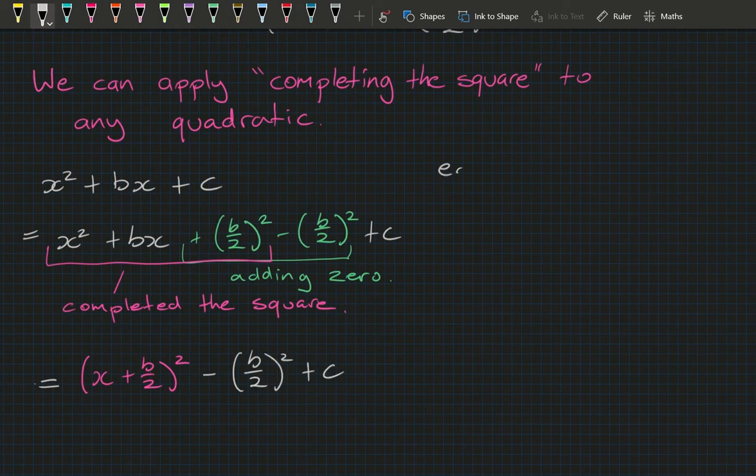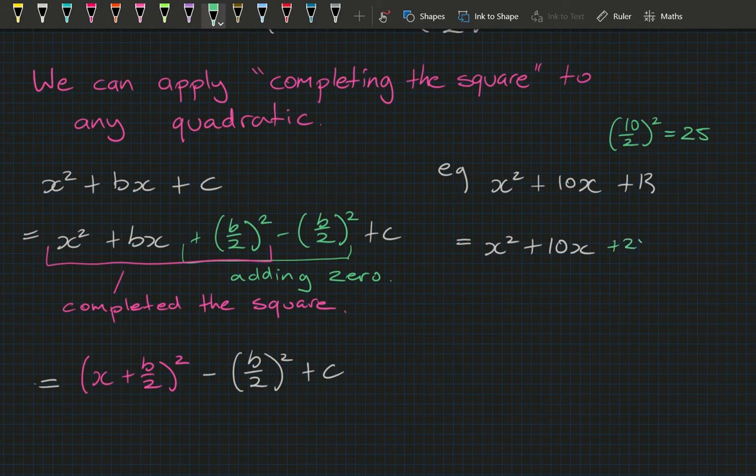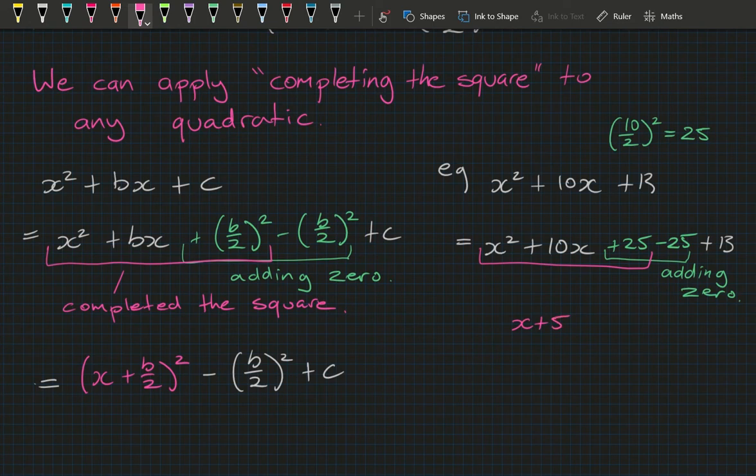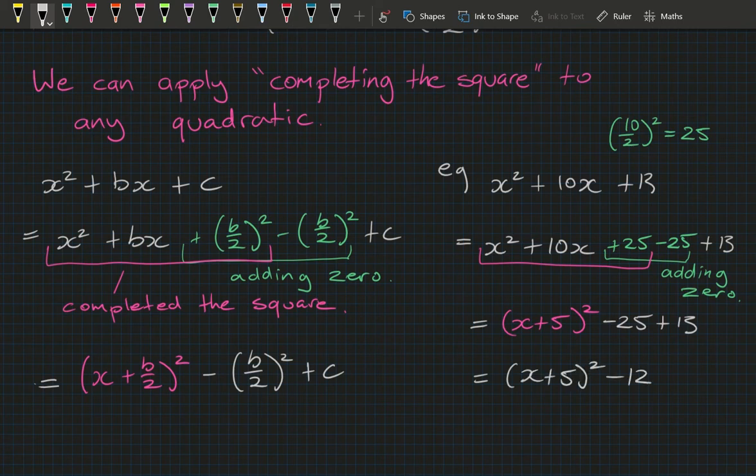So for example, if you had x squared plus 10x plus 13, because (10 on 2) squared is equal to 25, we can rewrite this expression as x squared plus 10x plus 25 minus 25, and of course still have that plus 13 at the end, because once again this is just adding 0. And this part here completes the square for (x plus 5) all squared. So we're left with (x plus 5) all squared minus 25 plus the 13. And so then we can finalize that as (x plus 5) all squared minus 12.